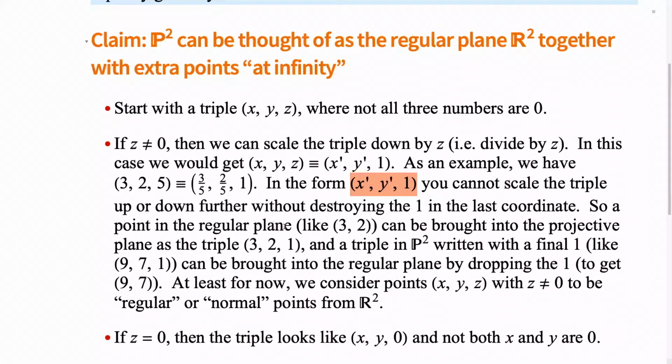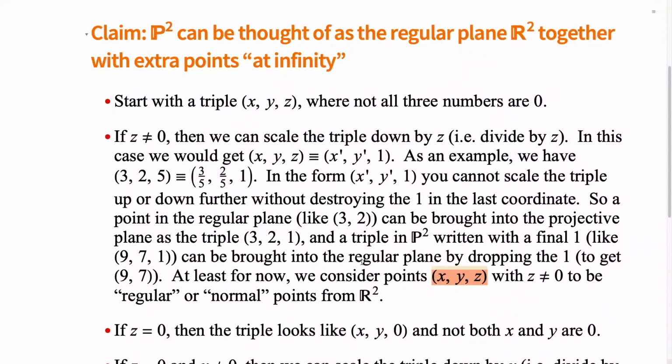Also, a point in the regular plane, like the point 3, 2, can be brought into the projective plane just by tacking 1 on at the end. So the point 3, 2 becomes the triple 3, 2, 1. And likewise, a triple in P2 which has a 1 at the end, like the triple 9, 7, 1, can be brought back down into the regular plane by dropping that 1, in this case to get the point 9, 7. And so at least for now, we're going to consider points x, y, z, where z is not 0, to be the regular points or the normal points from R2.